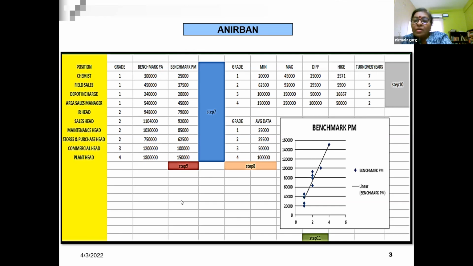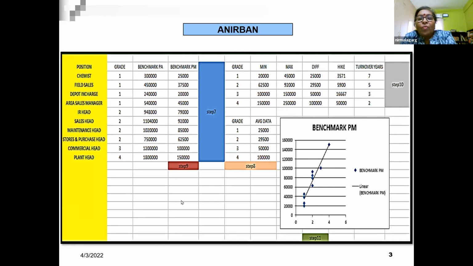So you have this market data. Then you have to do a scatter graph. I'm just looking at your scatter graph, which is very good. I can see that you have done grade 1. Grade 1 min is 20,000, max is 45,000. We'll first do that. Now, grade 2 starts at around 62,000. Now, the max of grade 1 ends at 45,000.